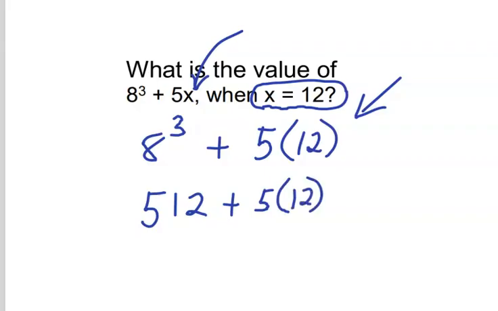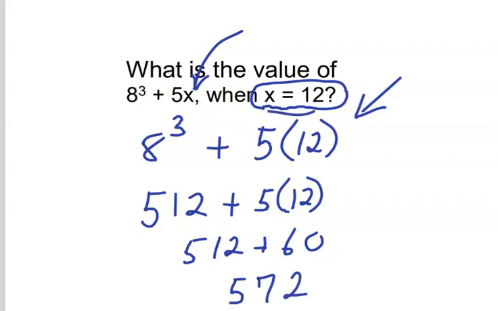Okay, so the next thing we want to do is the 5 times 12. So 5 times 12 equals 60. So we have 512 plus 60. So the only thing we have to do now is just add 60 plus 512, and that gives us 572. So the answer is 572 when we put 12 in for x.